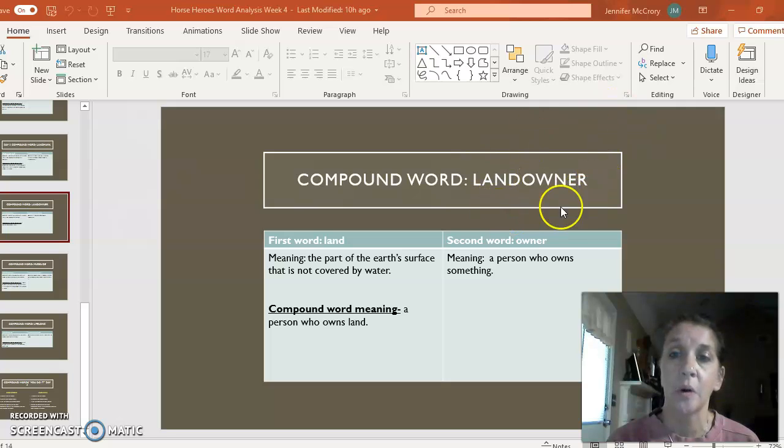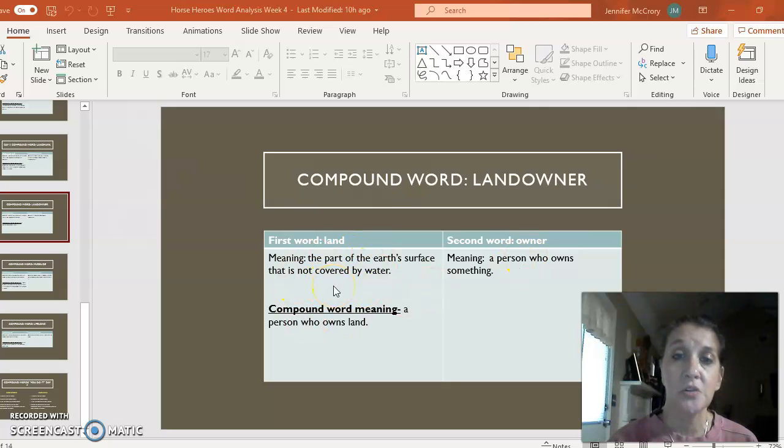Next vocabulary word, landowner. Compound word here. Two words put together to make one, landowner. But let's separate them. First word, land. Our second word over here, owner. So let's look at the meaning.